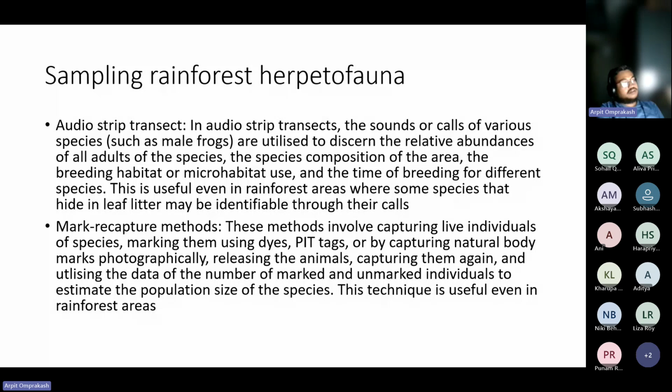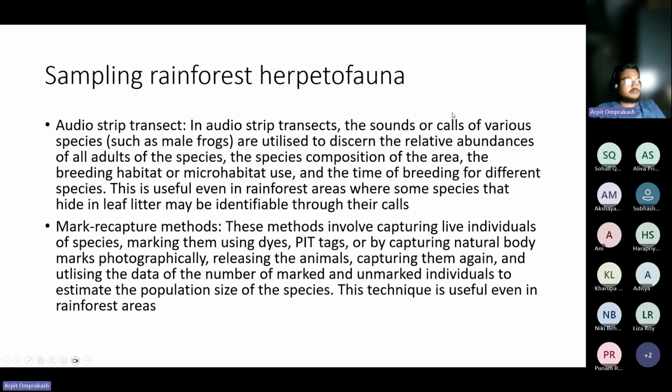The next sampling method is called an audio strip transect. So basically, you go on a transect and you record audio using a recorder or something, and based on the vocalization, you can identify what all species are there. And based on the number of vocalizations or the number of calls that you might get in the audio recording, or when you are just going around collecting data, you might estimate the abundance of the population also.